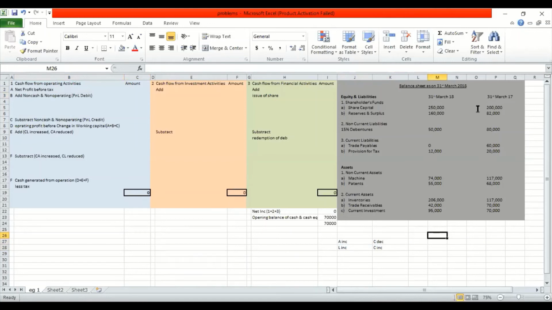Now, what is this? The first item, share capital, is your liability, isn't it? So liability increases, it means what? Your cash increases. So you can write the particular as issue of share, and in the amount column I'll write positive 50,000. Okay. Reserves and surplus is the next item, which is nothing but your net profit. What happened to your net profit? From 82, it has increased to 160. That means you made a profit in that year worth 78,000.